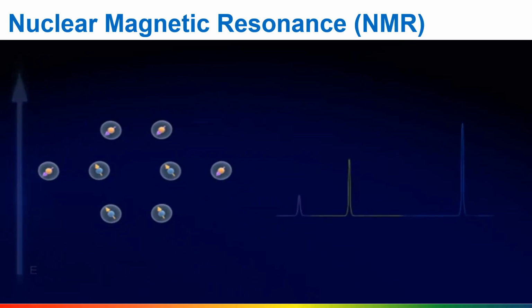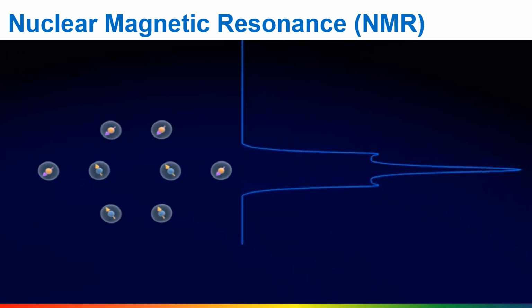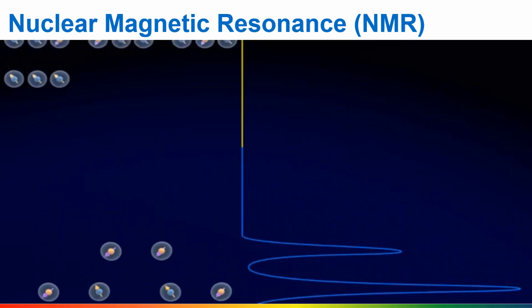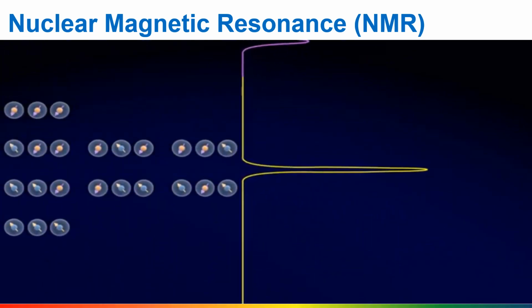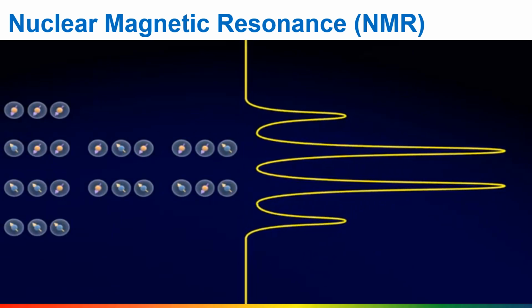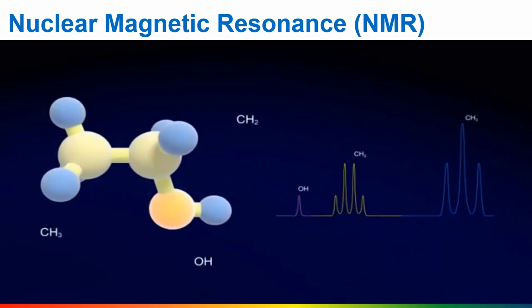The influence is visible as a splitting of the signal of the methyl group into 3. This is called a multiplet. Likewise, the 3 methyl hydrogen spins split the methylene response into 4 signals. In conclusion, NMR can identify molecular structures from chemical shifts and multiplets.